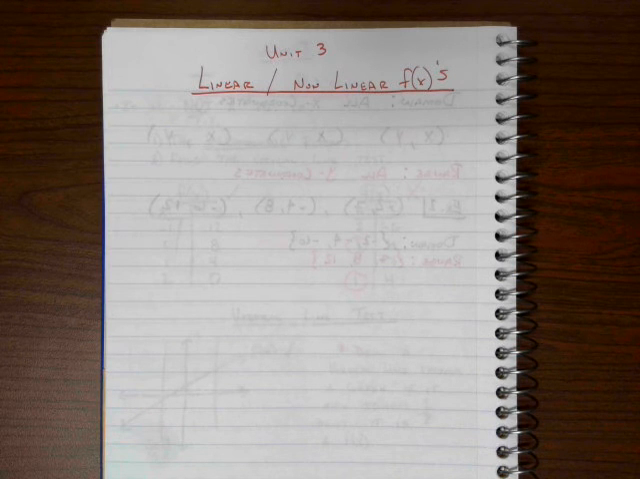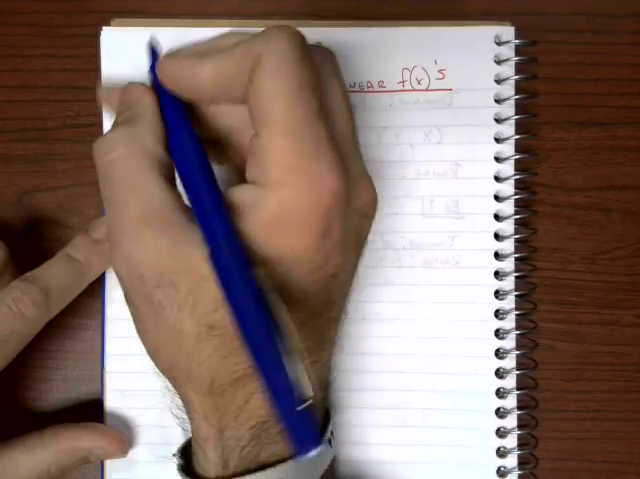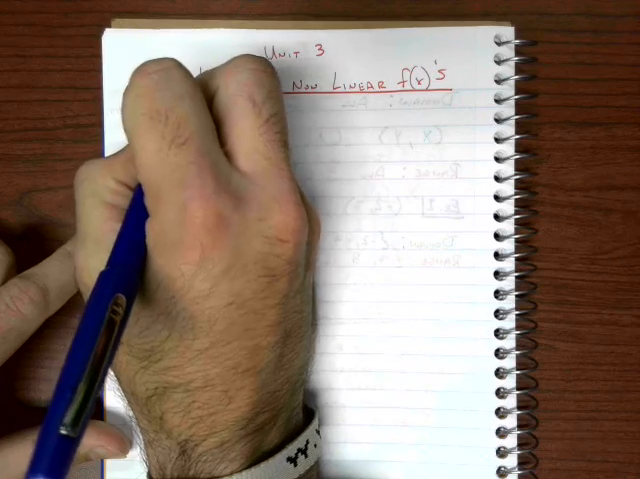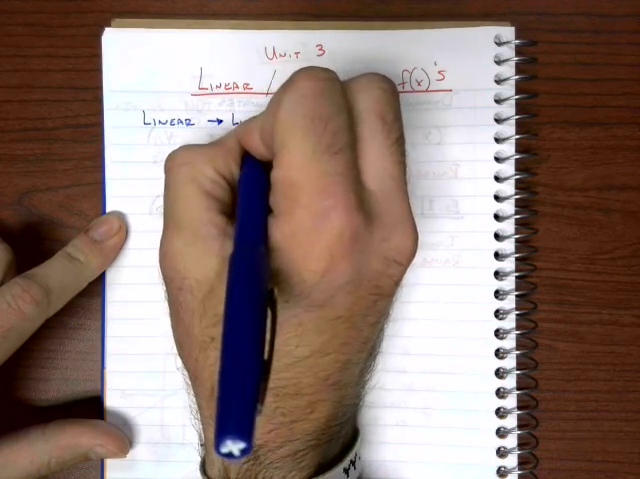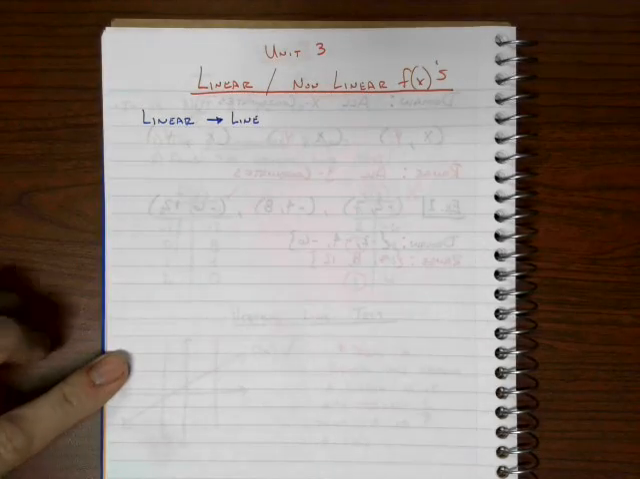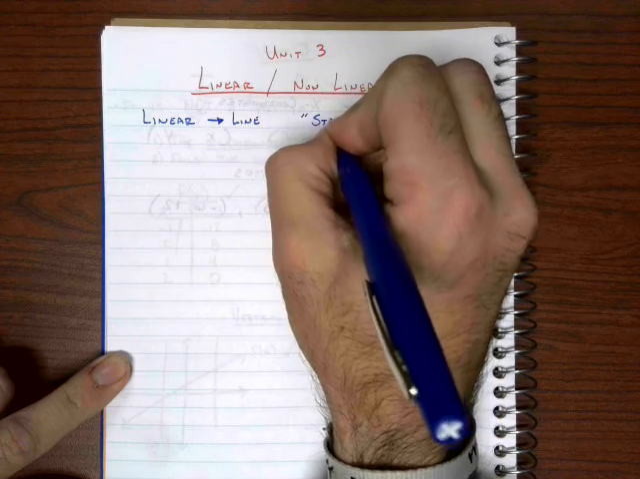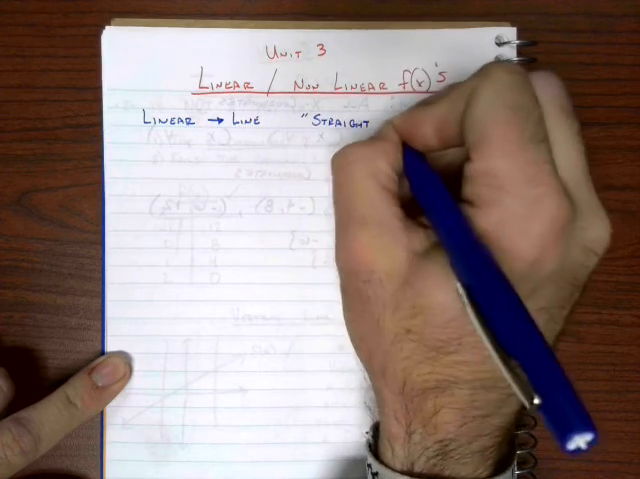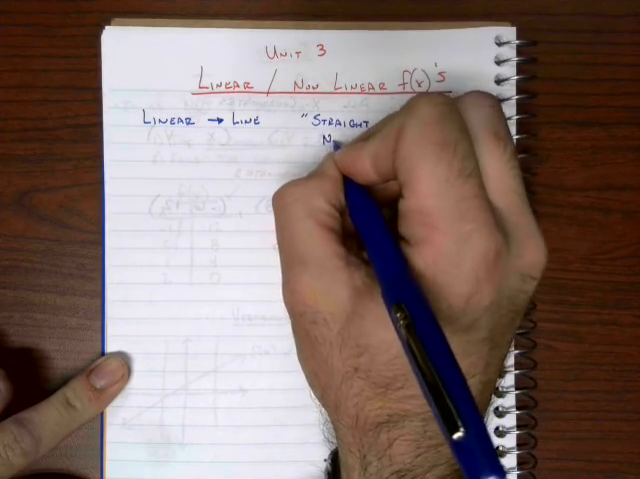All right. So linear and nonlinear functions. Linear is exactly what it says. It's a line. So with linear, you can think line. Not a curve, but a line. So linear functions, it's a line. You can think of them as a straight line. It also has no curve.